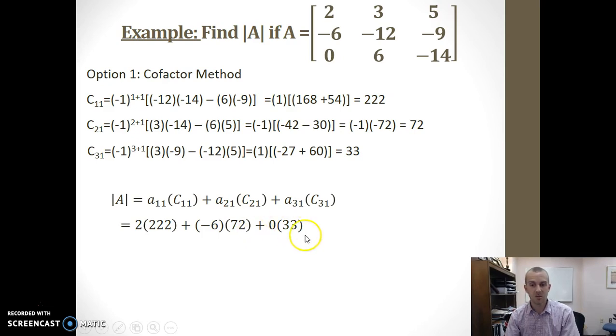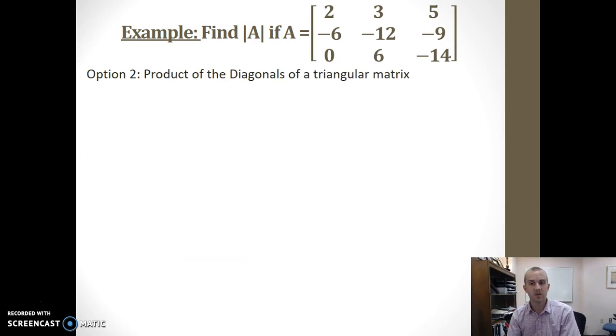And I use that first column because this one term becomes 0. So I didn't even have to find its cofactor because I knew by having the 0 there, it disappears. I simplify that, and I get down to that the determinant of this matrix is 12. Well, what if I went the other way of using a triangular matrix?